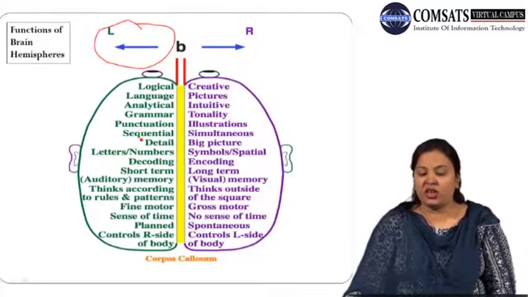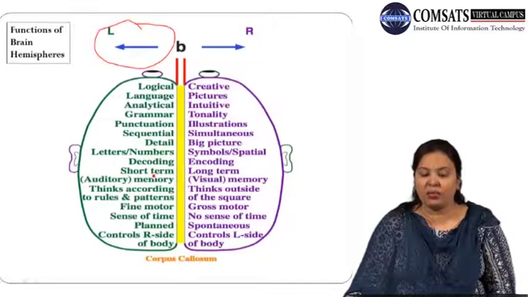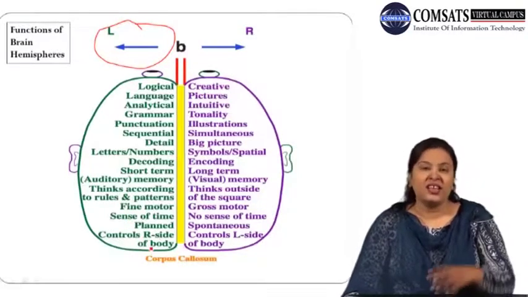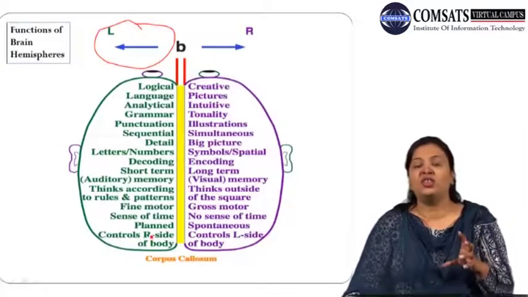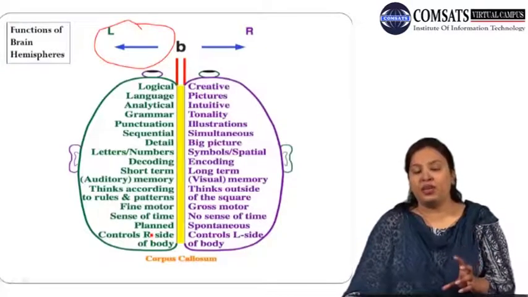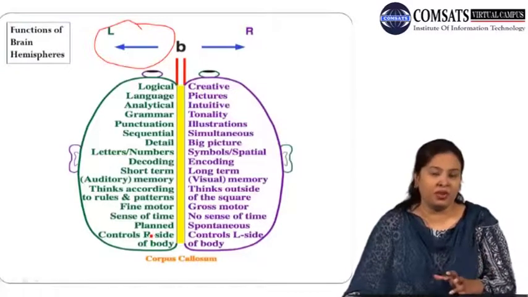Then we have sequential details, letters and numbers, decoding, short-term auditory memory, things according to rules and patterns, fine motor, sense of time, planned, controls the right side of the body. These are all the functions which are controlled by the left hemisphere of the brain.